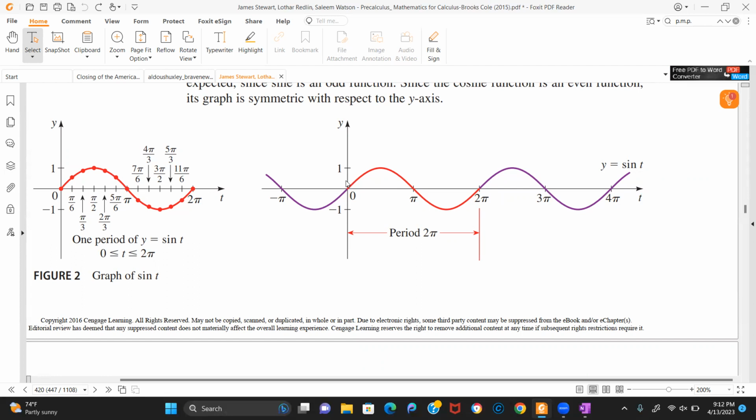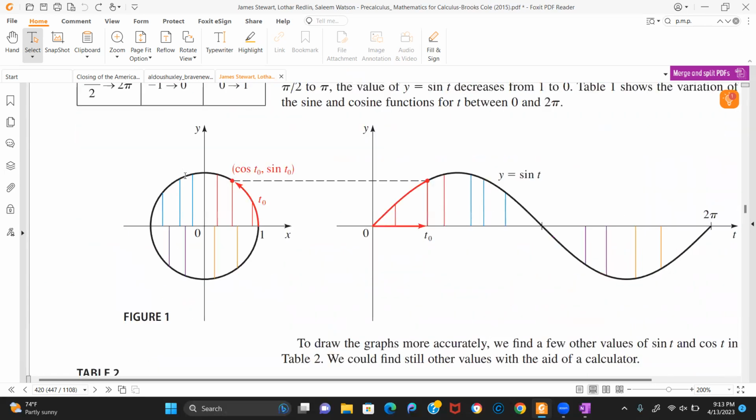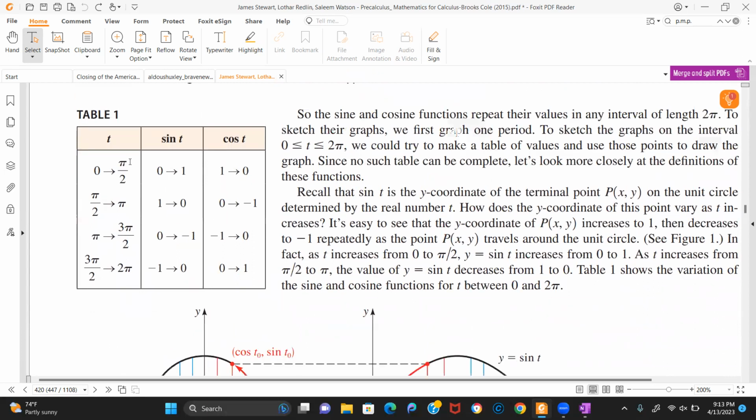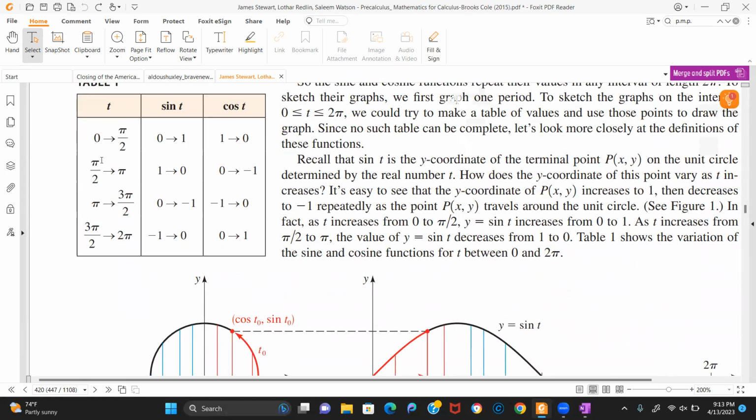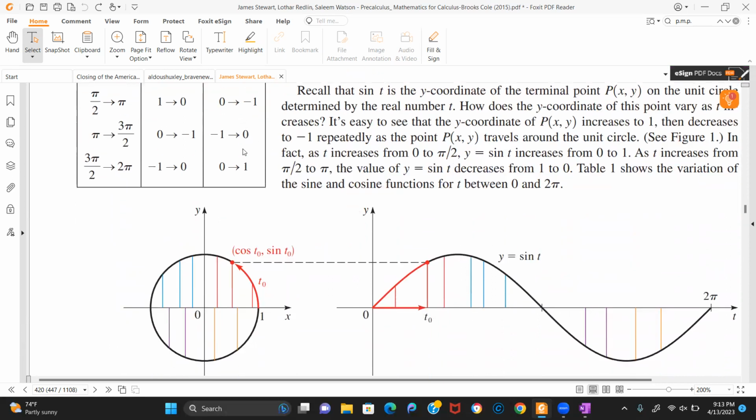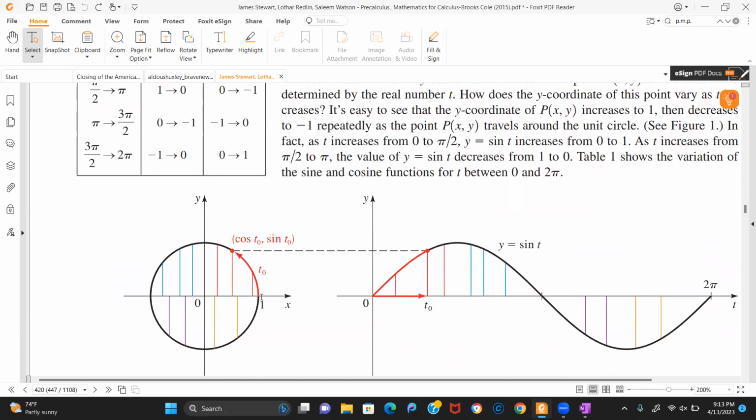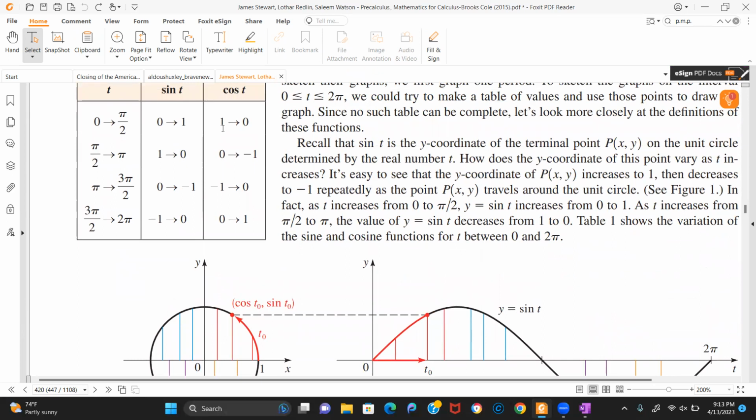All right, now let's take a look. Basically, you can go through all the exact same reasoning to figure out what cosine looks like. And in fact, they have this table up right here. They go through the same argument: as t varies from 0 to 2 pi, what does cosine vary from? Well, when t is equal to 0, that corresponds to the point 1, 0, so cosine is 1. That's why it starts at 1.